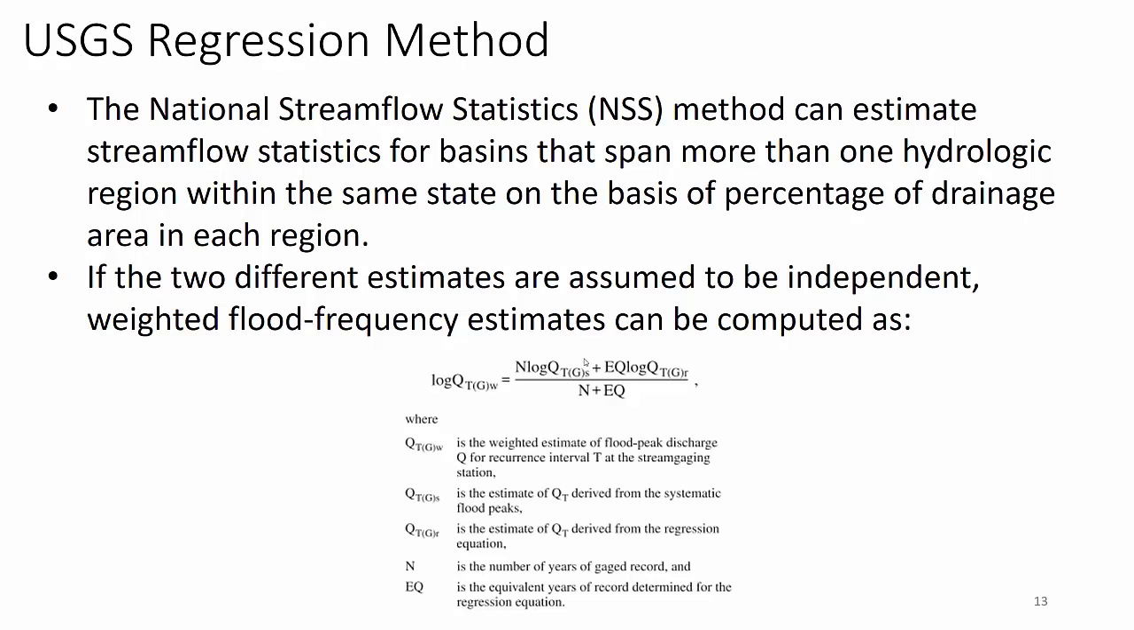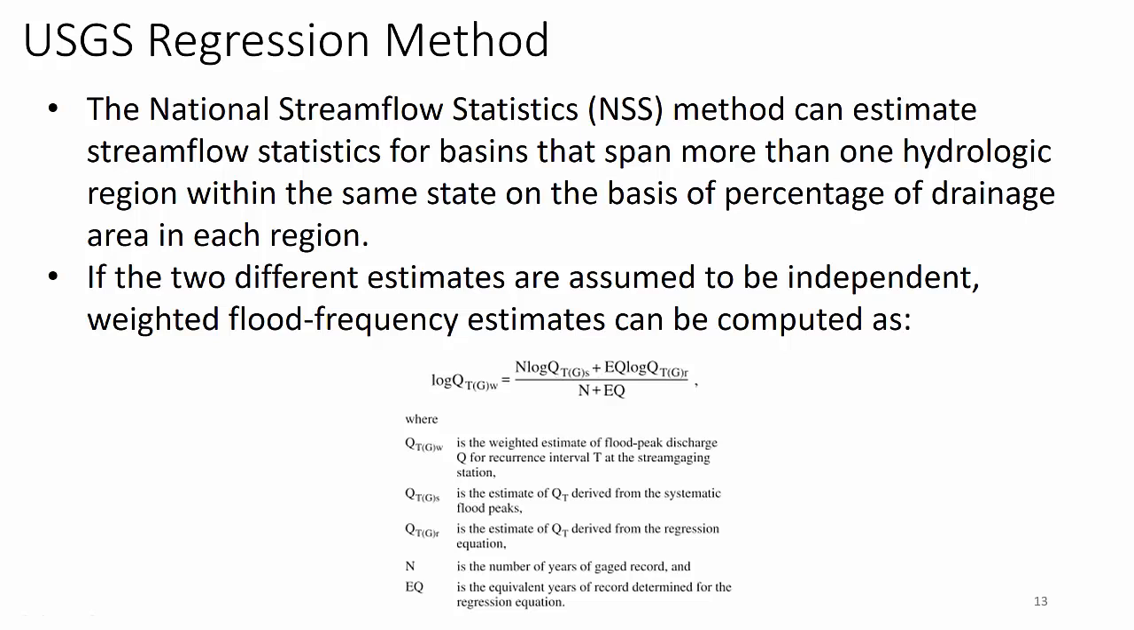We typically keep them to state levels, but if the two different estimates are assumed to be independent, weighted flood frequency estimates are computed like, as you see, we do a log transformation of the weighted estimate of flood peak discharge Q, because Q is what we're always after for recurrence interval T: a 5-year flood, a 2-year flood, a 50-year flood, a 100-year flood. At the gauging station for a watershed, GW equals the number of years logged at that gauging station times the estimate of QT for that gauging station and the regression.